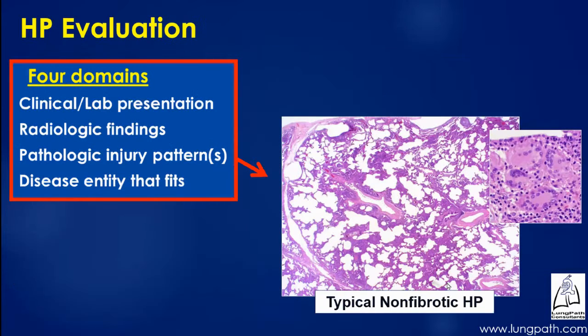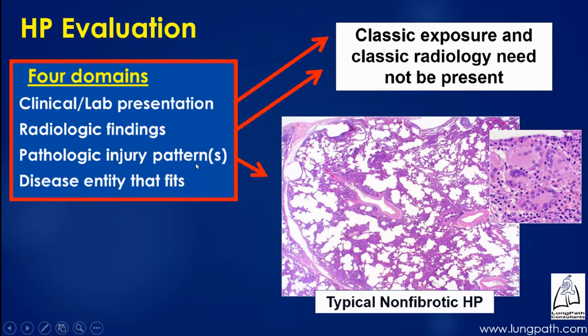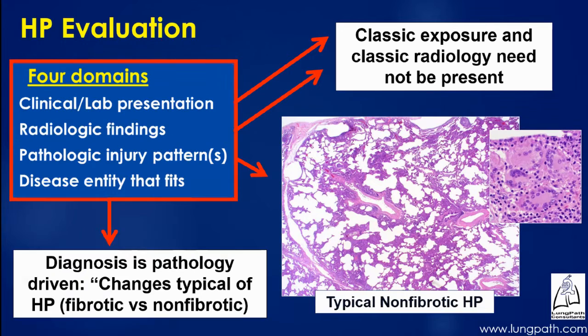So let's talk about a case. You have a biopsy and you look at that biopsy and you see an inflammatory process that shows some vague centrilobular accentuation. There's a little more inflammation centrally than peripherally in that lobule, and you find small, loose granulomas. Morphologically, that is typical non-fibrotic hypersensitivity pneumonitis. So that's your pathologic injury pattern. Now, in such a case, classic exposure or classic radiology may not be present, and the diagnosis is driven by the pathology because the pathology is so distinctive.